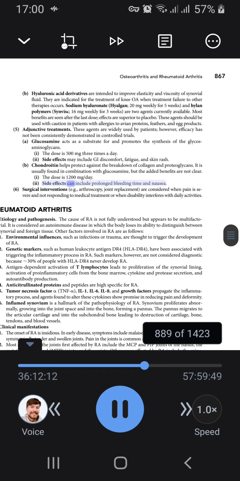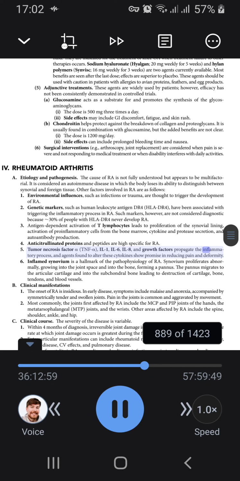3. Antigen-dependent activation of T lymphocytes leads to proliferation of the synovial lining, activation of pro-inflammatory cells from the bone marrow, cytokine and protease secretion, and autoantibody production. 4. Anticitrullinated proteins and peptides are highly specific for RA. 5. Tumor necrosis factor TNF, IL-1, IL-6, IL-8, and growth factors propagate the inflammatory process, and agents found to alter these cytokines show promise in reducing pain and deformity.